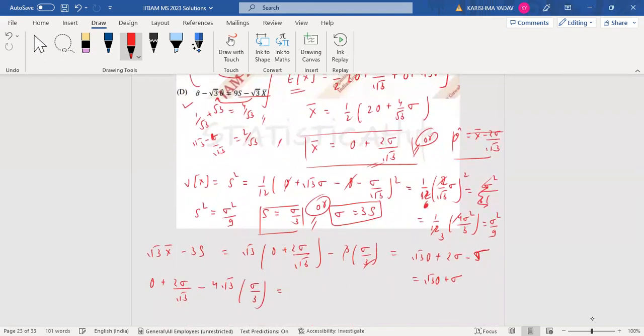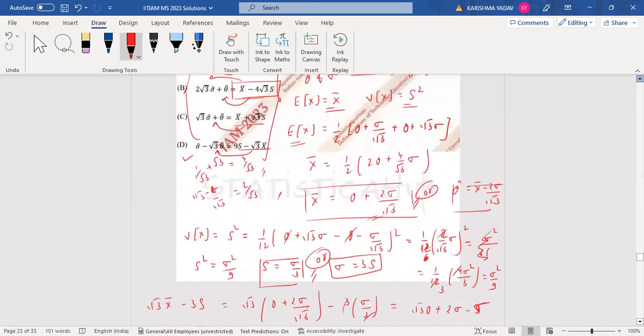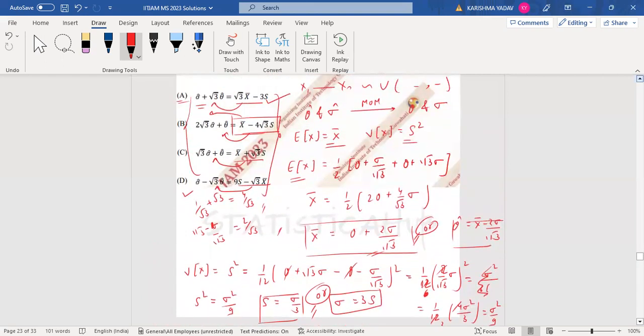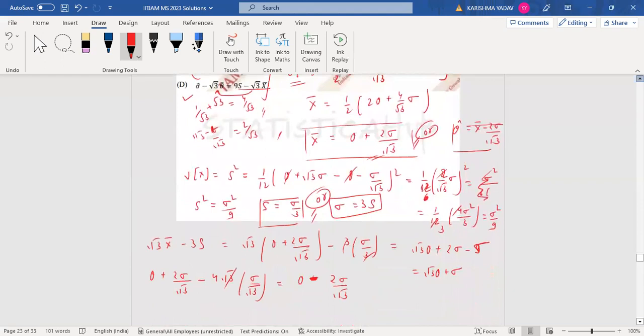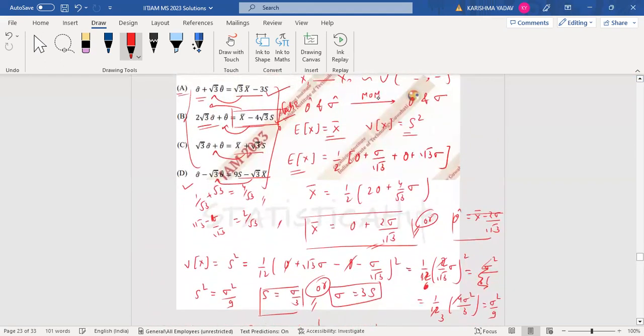That will be equal to, root 3 times sigma by 3 gives sigma by root 3, so we have theta plus 2 sigma by root 3 minus 4 sigma by root 3. So this will be theta minus 2 sigma by root 3. Let's see whether we have this or not. We are given theta cap plus 2 root 3 sigma. So this is the false statement, since I got theta minus 2 sigma by root 3, while the given one is 2 root 3 sigma plus theta.